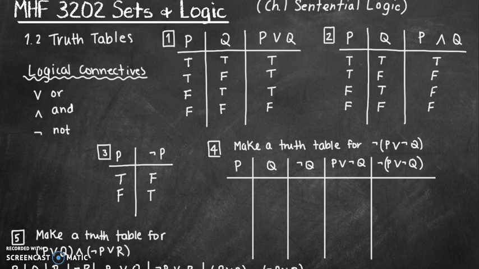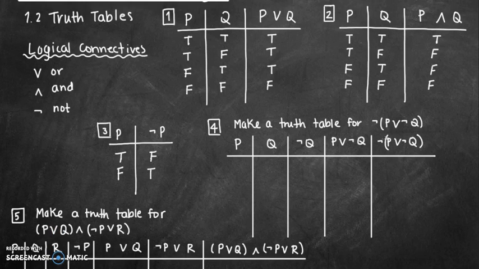So now we're going to combine all of our previous examples into a more complicated logical statement. So now we're going to make a truth table for not (P or not Q). Okay, so again, we're just going to list our options just like we did before.